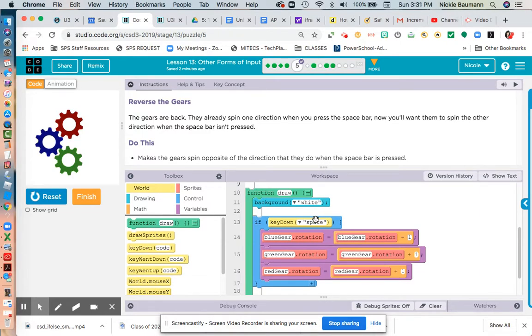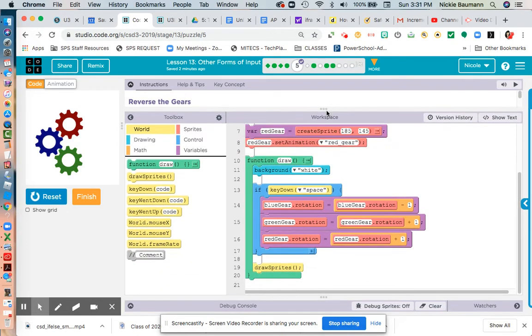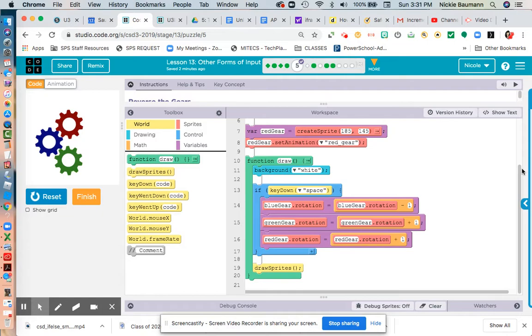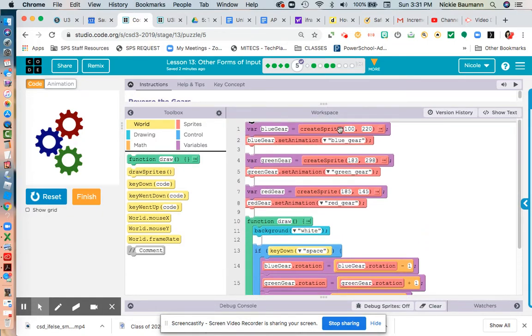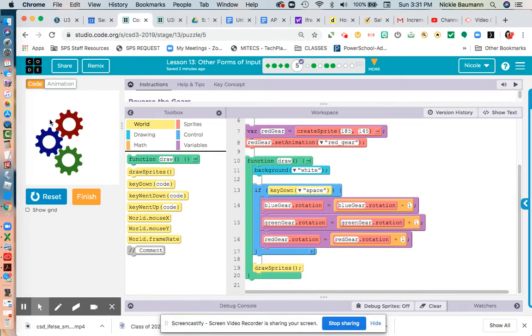Makes the gears spin opposite direction that they do when the space bar is pressed. Okay, so right now our gears are in place. It looks like we have created our variables, blue gear, green gear, and red gear. We're drawing them out. So when I press the space bar, the gears are moving. When I don't press the space bar, I want them to move in the opposite direction.